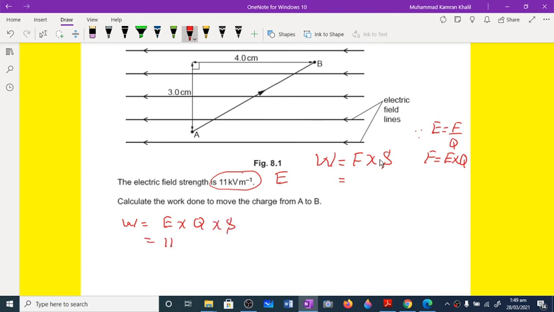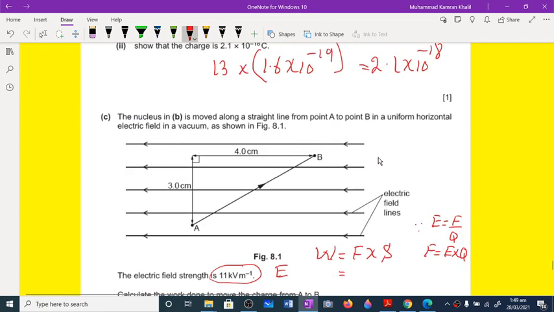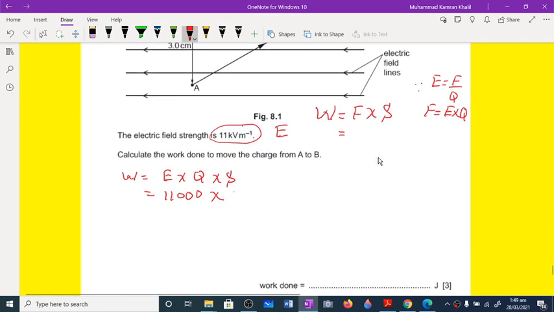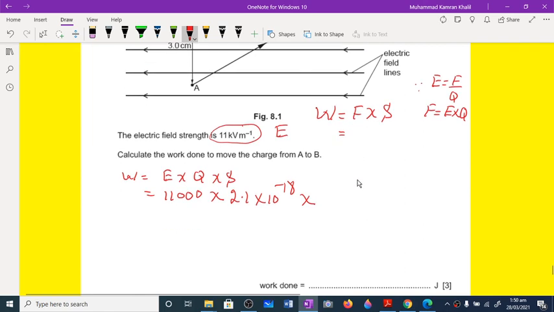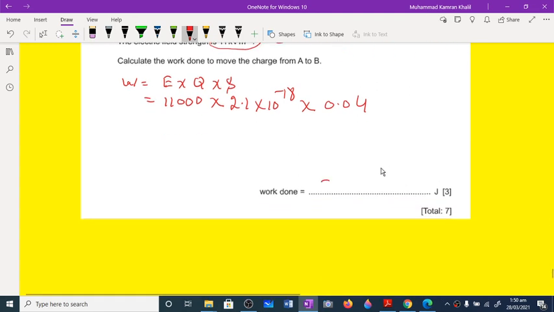The value of E is given as 11 kV, 11,000, multiplied by the value of charge which is 2.1 into 10 power minus 18. Now for the distance, always remember that the distance is always traveled parallel to the direction of the electric field. So the distance is 4 centimeters, so it will become 0.04, and then the final answer you will get for the last question of this paper is 9.2 into 10 raised to the power minus 16.